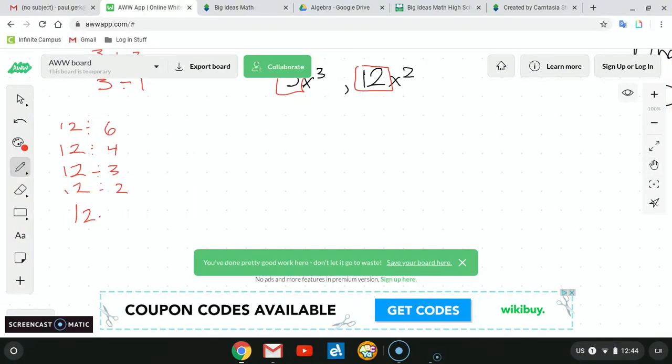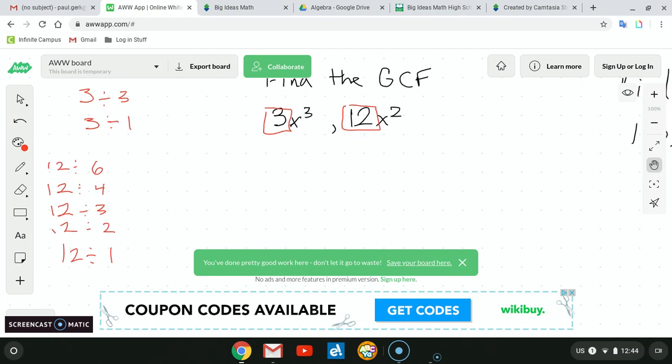And 12 divided by 1. So those are the numbers that we can divide 12 by. Those are the numbers we can divide 3 by. We're looking for the greatest number of all those.